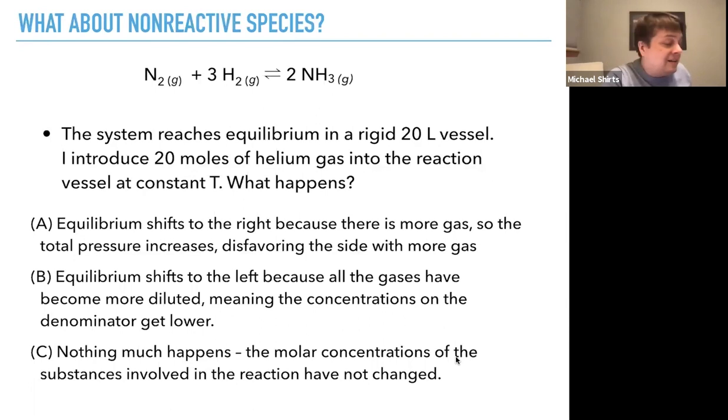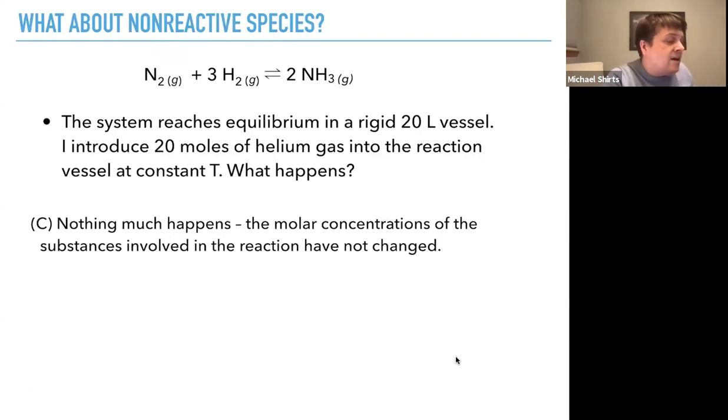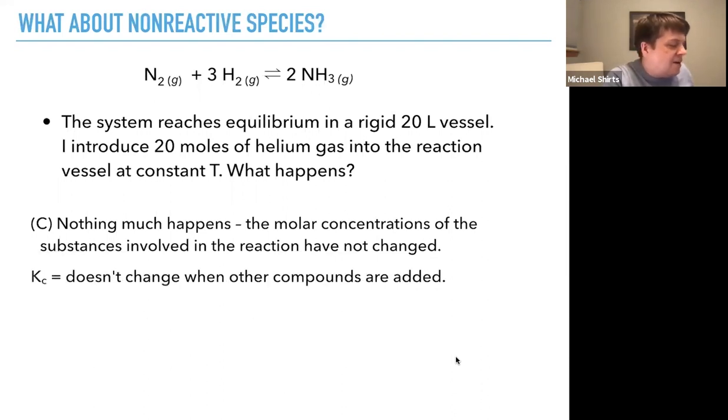Okay, we're back. Let's talk through it. So the answer ends up being C. Nothing much happens. The molar concentrations of the substances involved in the reaction have not changed. If you think of it in terms of a Kc, the concentration of nitrogen, hydrogen, and ammonia are completely unchanged by the introduction of helium into the vessel. So Kc doesn't change when the other compounds are added.